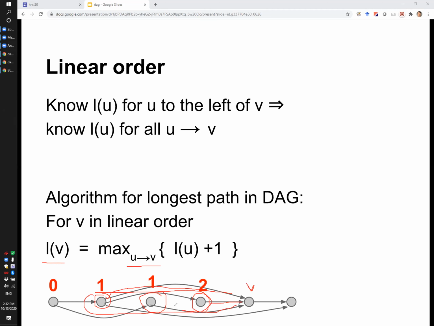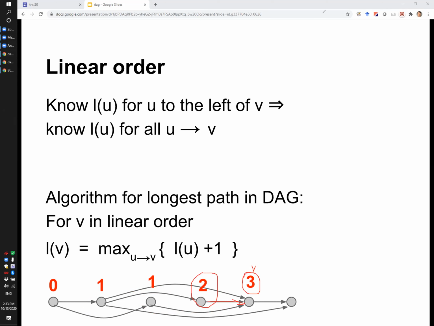Now, out of these 3, who has the largest label? Or actually, it doesn't matter much who has the label. It does matter what is the largest label. This is the largest label. The largest label among the predecessors is 2. And we add 1 to this largest label. And this way we obtain the label of vertex V. So the label of this vertex is 3. Again, the reason for that is that, well, here is the vertex with label 2, and it points to this vertex. So the label of this vertex should be 3.